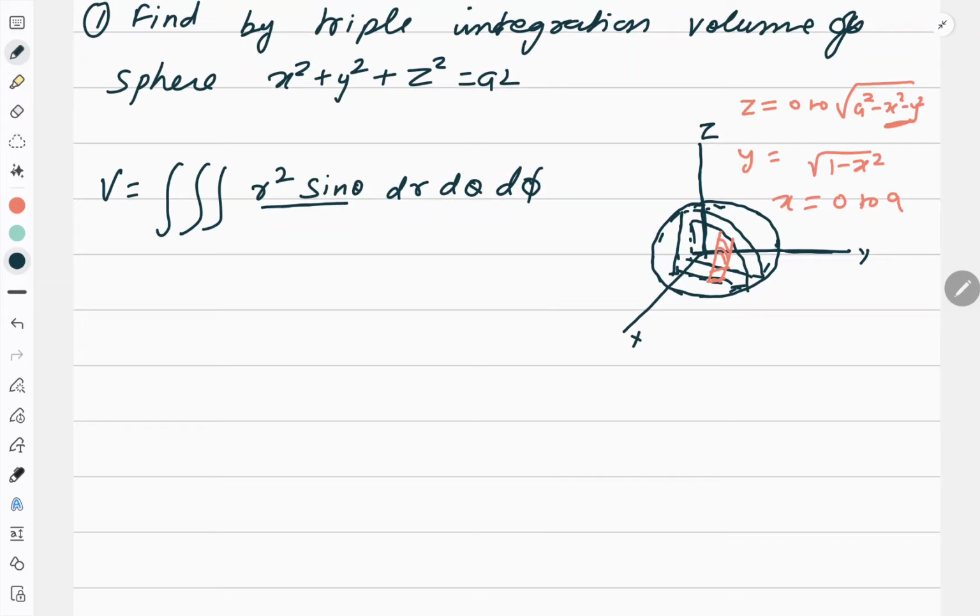Now you need to understand the limits of this. We are talking only about one quadrant. First of all, understand how many such parts will be there. When we discussed area, in an ellipse 4 parts were there, and in a circle 4 parts were there, because that was a two-dimensional figure. Now when you talk about volume, it is a three-dimensional figure. So how many parts will be there?